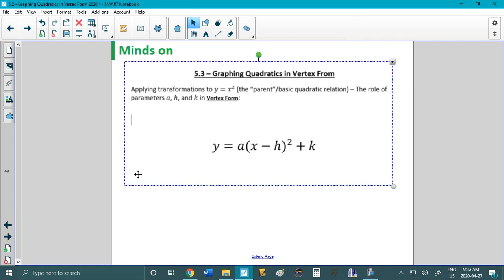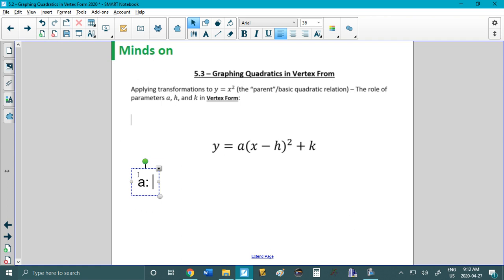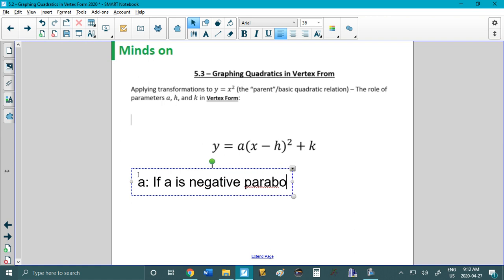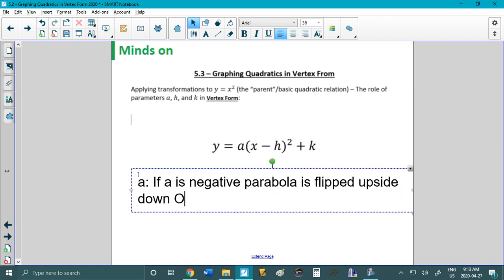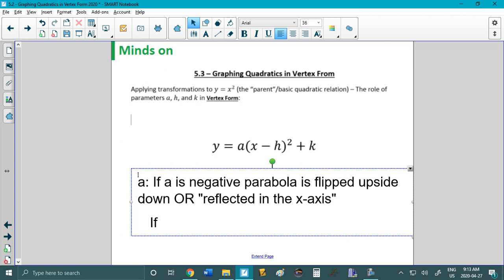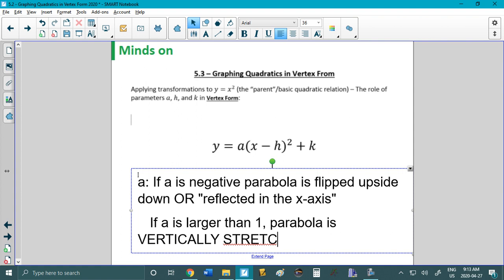So first, let's talk about what each parameter does. A: if A is negative, the parabola is flipped upside down or reflected in the x-axis. If A is larger than 1, the parabola is stretched, let's say vertically stretched. That's the way your textbook will probably say it.